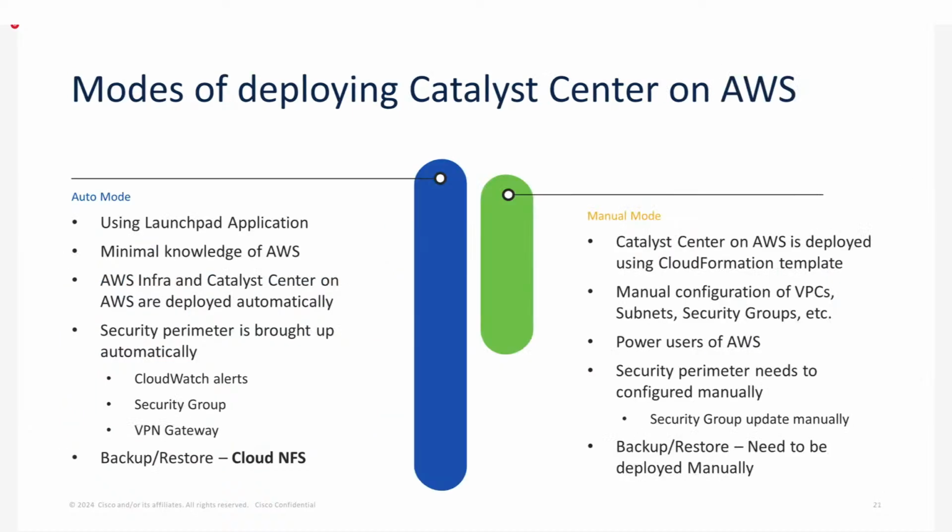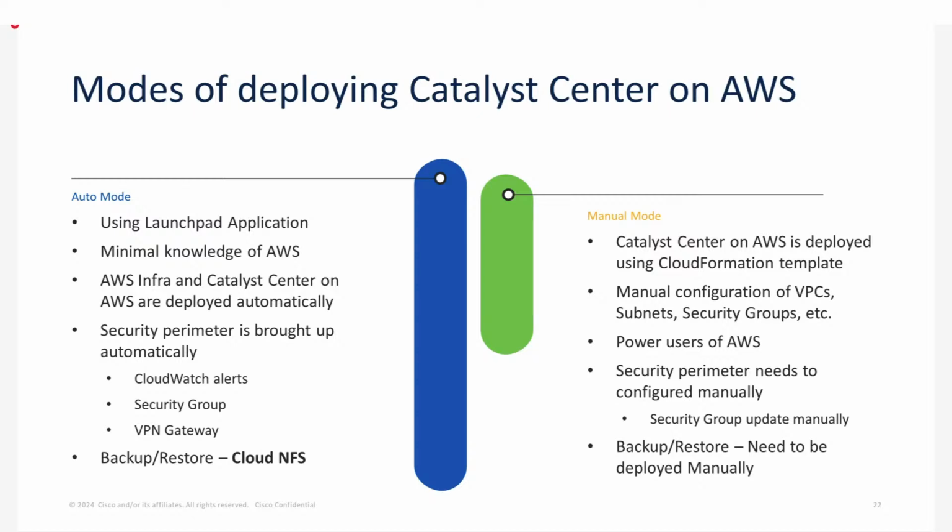Now, like ESXi, we have two options here as well to deploy Catalyst Center on AWS. We have an auto mode and we also have a manual mode. If we look at the manual mode first, the manual mode is recommended for power users of AWS, meaning if you are highly familiar with AWS architecture, then manual mode can be a good option for you. If you already know how to define VPCs, subnets, VPN gateways, or transit gateways on AWS, and everything that's needed for the Catalyst Center virtual deployment, then you can do the manual configuration.